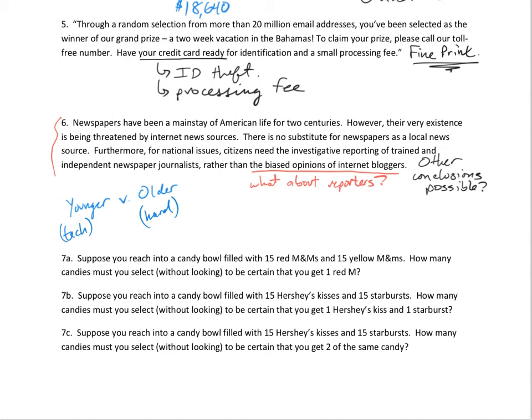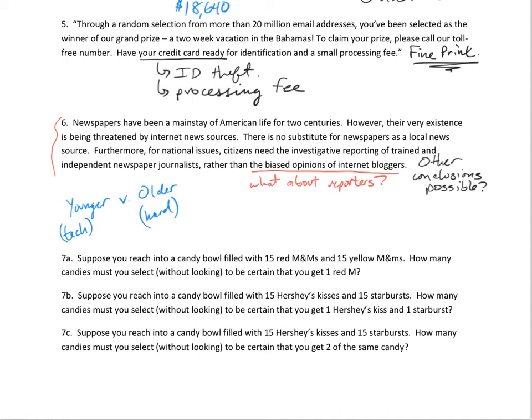Our last scenario here, we have this little M&M scenario. Let's take a look at 7A. Suppose you reach into a candy bowl filled with 15 red M&Ms and 15 yellow M&Ms. How many candies must you select without looking to be certain you get at least one red M&M? Well, in this sort of situation, you have to consider a worst case scenario. Let's say you have the worst luck in the world.